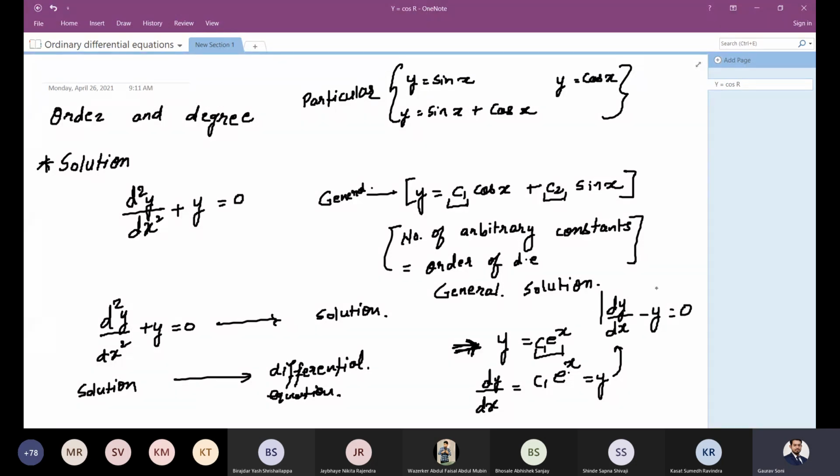And this is the same thing that Sumit said. So dy by dx minus y is equal to 0 is the differential equation for y is equal to c1 e to the power x. So what I have done here, I have differentiated the given function one time, and then I have eliminated the arbitrary constant. Okay, this arbitrary constant is eliminated.